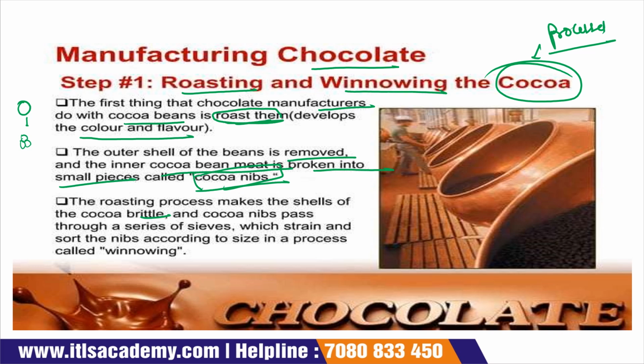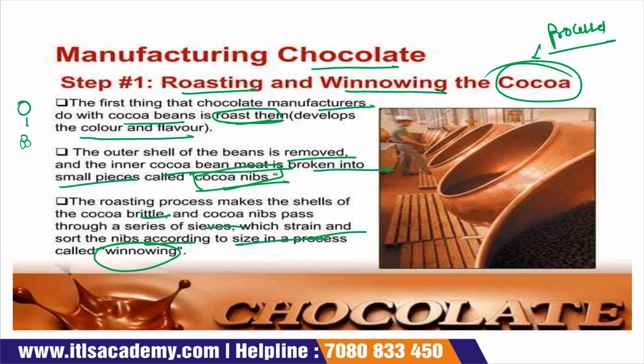When we roast it, the shell is removed, and along with the shell, the brittleness of the cocoa is also removed, and the cocoa nibs pass through a series of sieves, which strain and sort the nibs according to size. And when we sort the cocoa nibs according to their size, it is called winnowing. So this is about the roasting and winnowing of the cocoa beans.